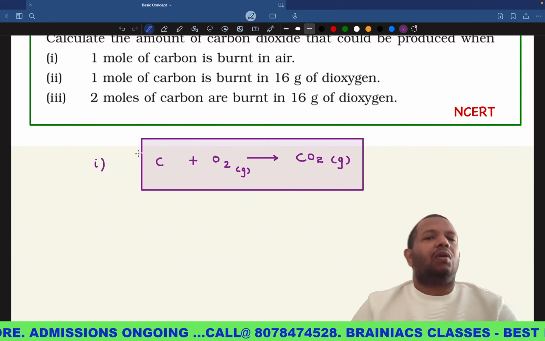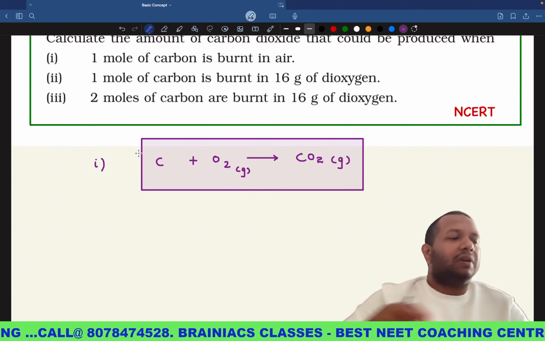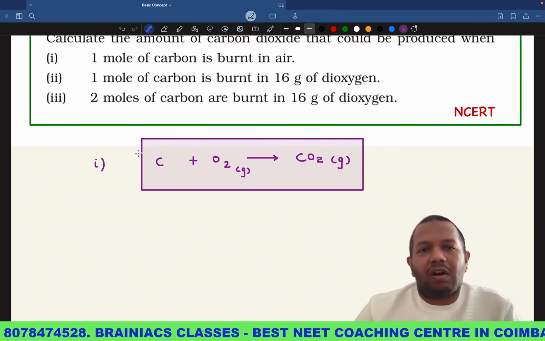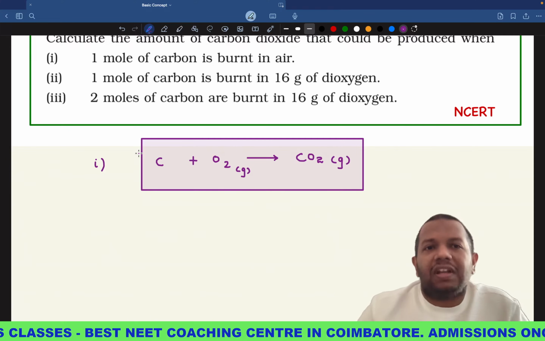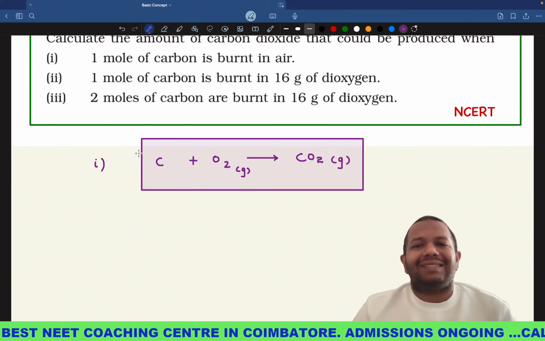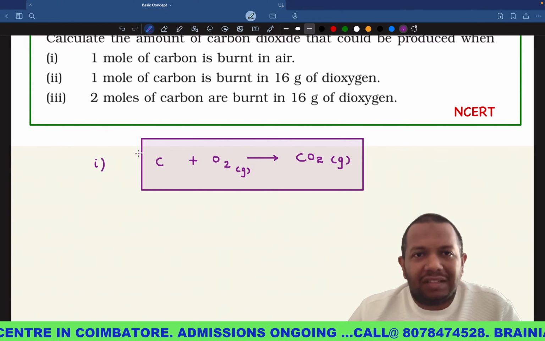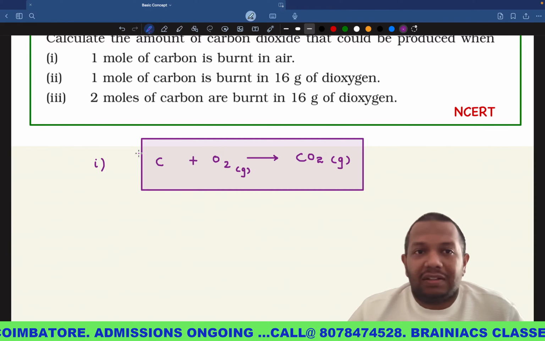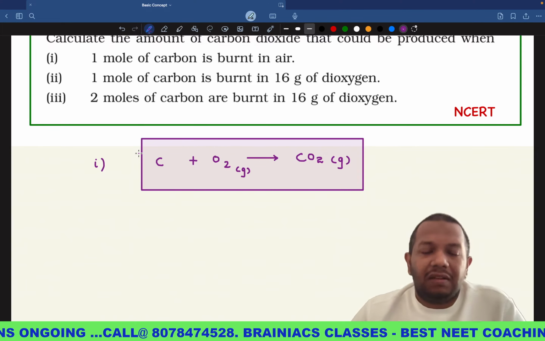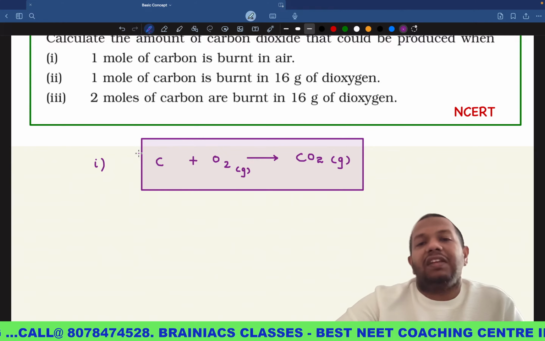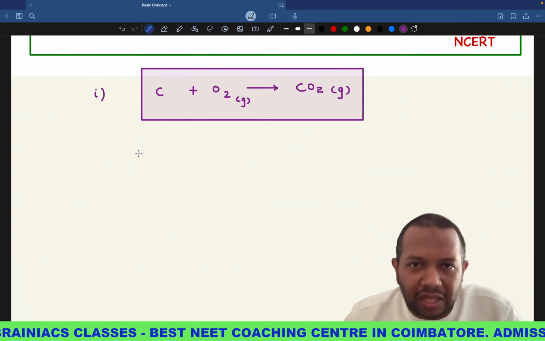Now what are they giving? They are asking, if 1 mole of carbon is burned in air, how much carbon dioxide is produced? Since the amount is asked, they might be expecting the answer in different forms, whether it is mass, volume, or something else, since amount can be anything. In the options they may mention it, and based on that you can choose the answer.